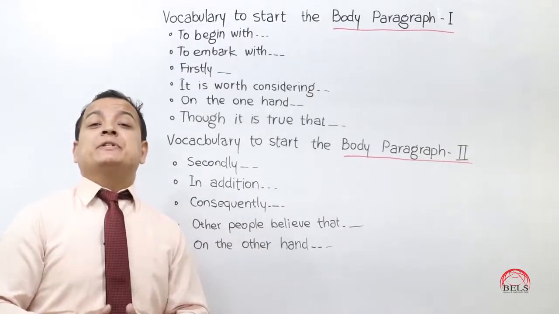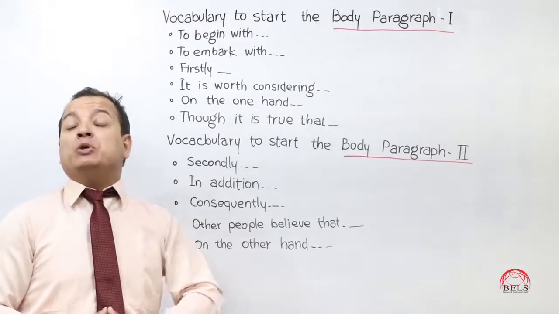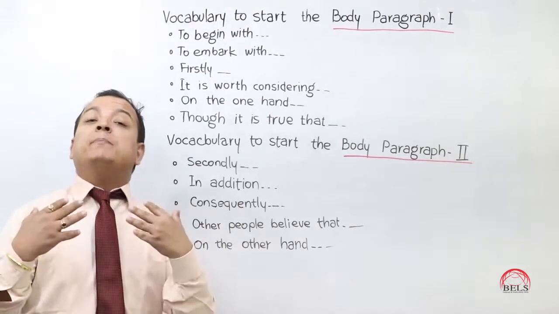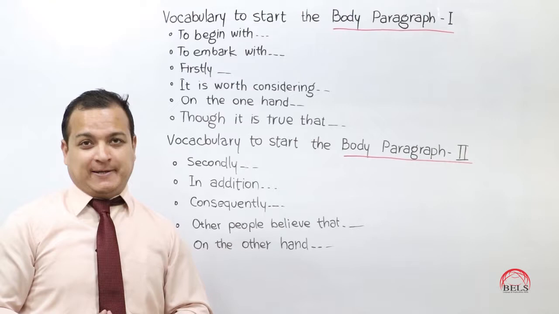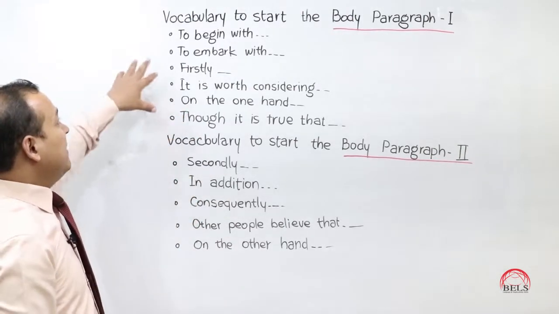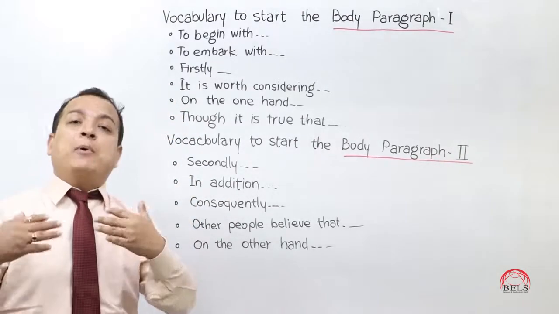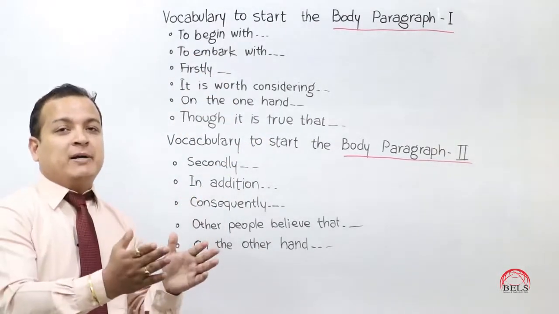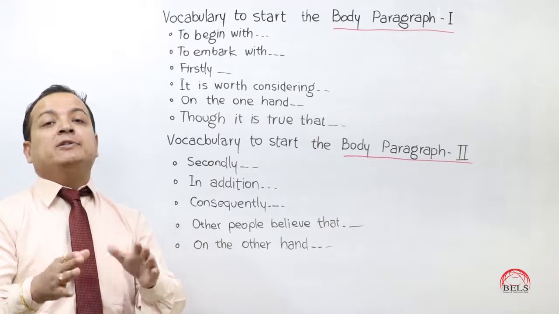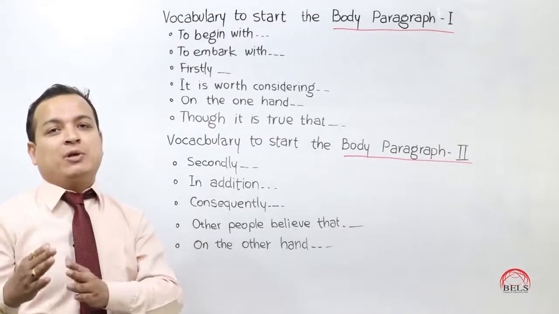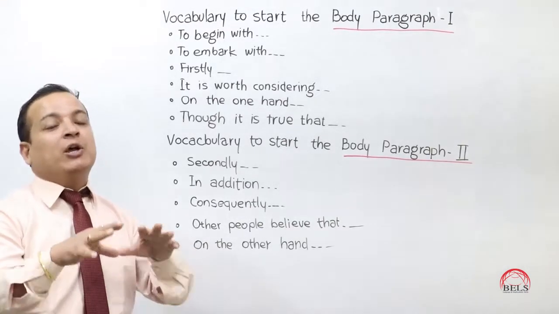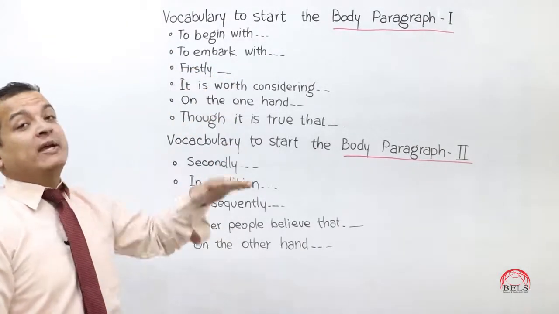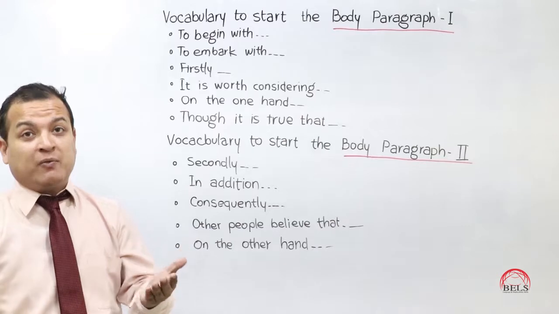Now we are going to discuss which vocab you should use while starting body paragraph 1 and body paragraph 2 of the IELTS essay. So let's discuss in detail. First, you can start body paragraph 1 by saying, to begin with. After writing the introduction part, it's very important to highlight what your essay is going to do. So in that case, you can start by writing to begin with. You can also say to embark with, that's the better vocabulary.